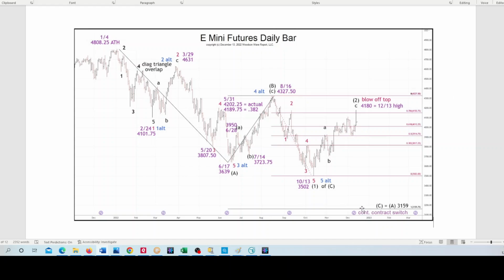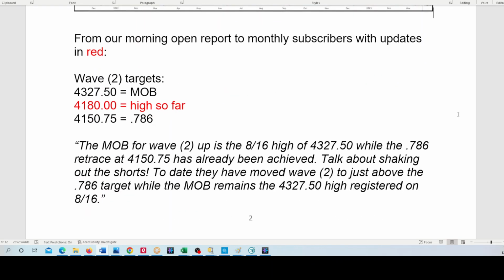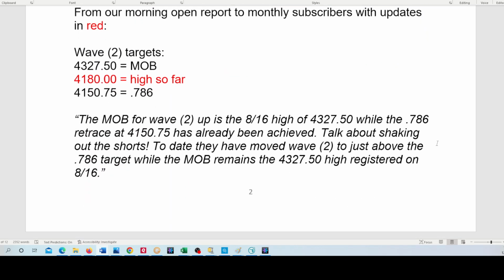Oh, by the way, there's that contract switch, and there's where C equals A, and that's where we put all that. The 786 was already achieved. Talk about shaking out the shorts.